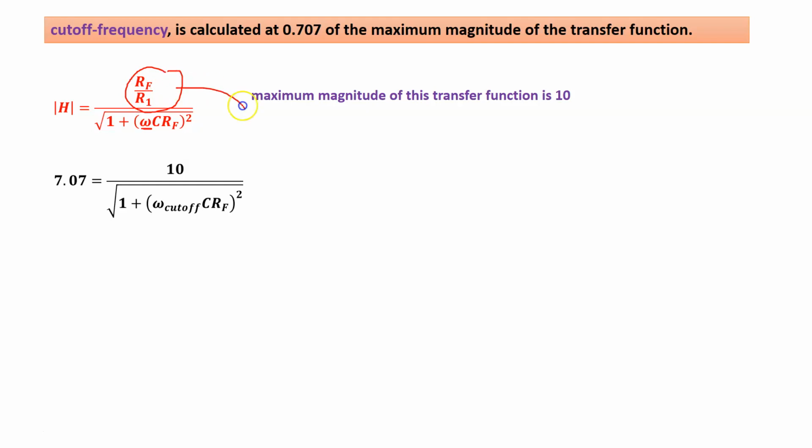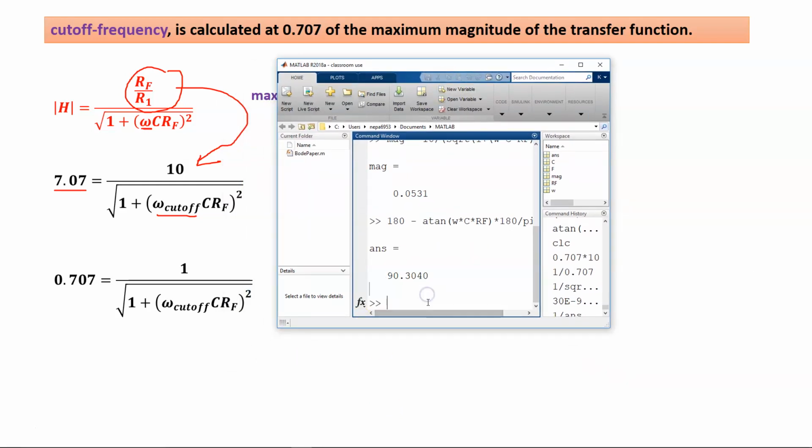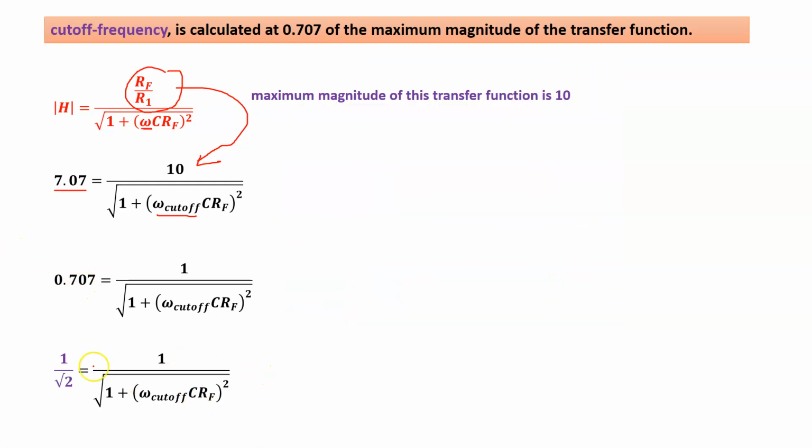I replace that with 10 right here. And at that point, the maximum magnitude of this transfer function, 10 times 0.707, leads me to this, which is at the cutoff frequency, right? Let's rearrange things. I basically bring 10 to this side and I get 0.707. 0.707 is also the same as saying 1 over the square root of 2. So let's verify that. 1 over the square root of 2 is 0.707. So instead of writing 0.707, I'm just going to write that as 1 over square root of 2.